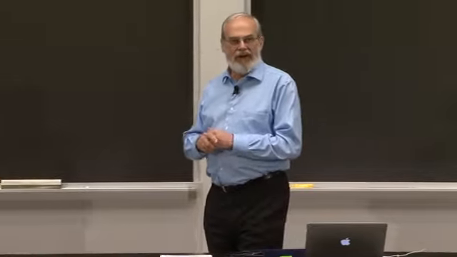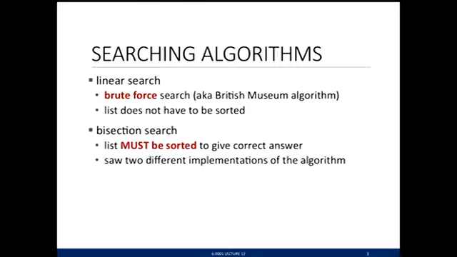And then we looked at bisection search, where we said the list needs to be sorted, but if it is, we can actually be much more efficient because we can take advantage of the sorting to cut down the size of the problem. And I'll remind you about both of those.